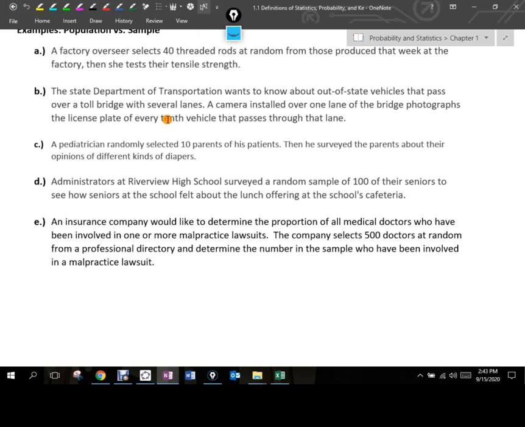E says an insurance company would like to determine the proportion of medical doctors who have been involved in one or more malpractice lawsuits. The company selects 500 doctors at random. So right there, that's when it tells you how they're selecting or how they're choosing people. That tells you your sample, right? So we select 500 doctors. There's my sample. But what did that sample come out of?